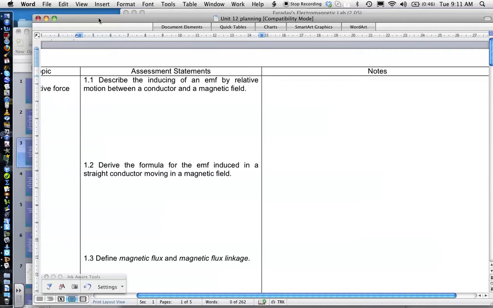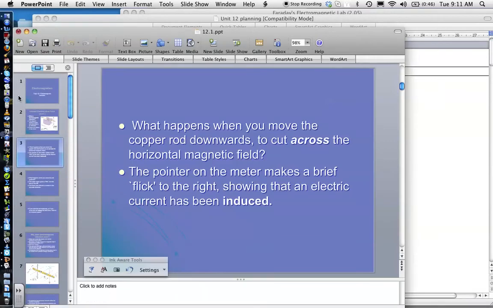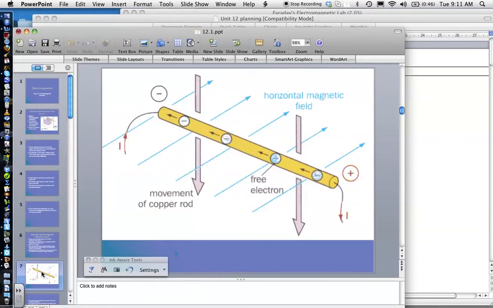So, perhaps I should use the PowerPoint actually, because there's a nice diagram here that we can use. Looking at this situation over here, we have got a horizontal magnetic field. So our magnetic field is moving in this direction like that, and we've got our conductor going down. Now in this diagram we have got negative charges, but I want you to imagine positive charges. So I'm going to make these positive, and we're going to imagine these charges moving through that magnetic field.